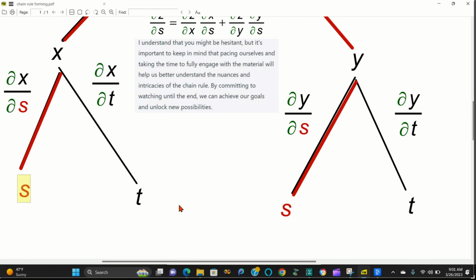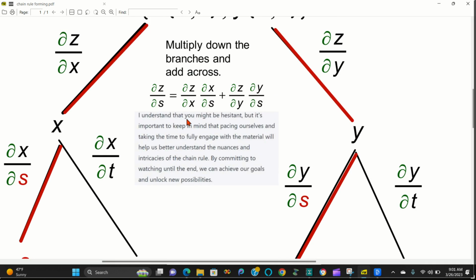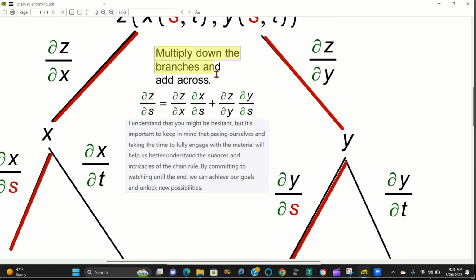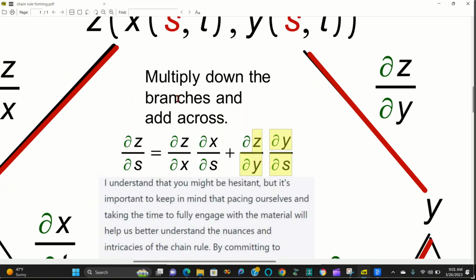So some people show s and t here twice, or you could do it once, but then the lines cross and it becomes messy. But it's the same variable. So what I mean is this s I've highlighted over here in yellow is the same as this s in yellow, which then allows us to create our chain rule expression. So let's look at that step next. You multiply down the branches and you add across the branches. Keep that in mind. So let's break this expression down.